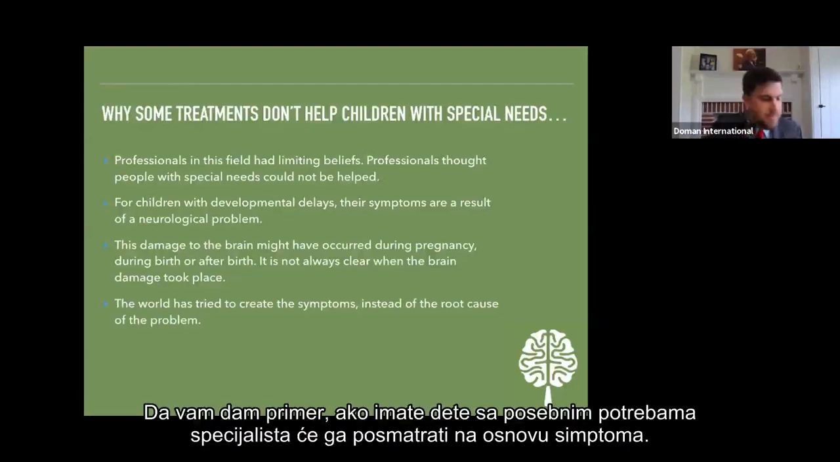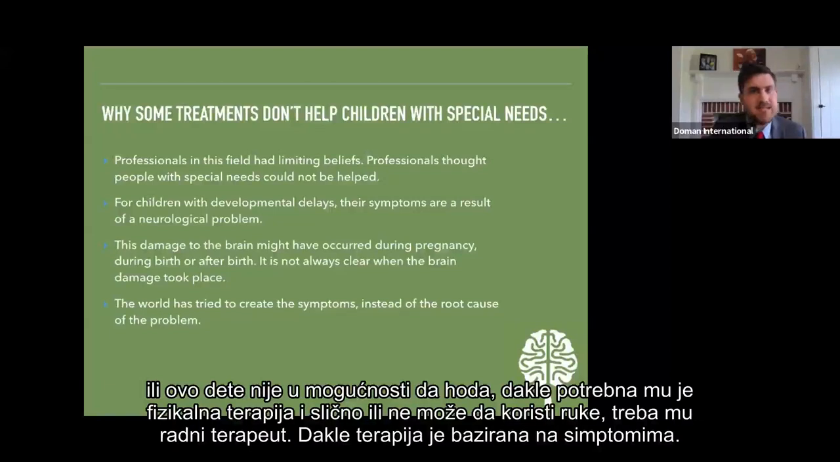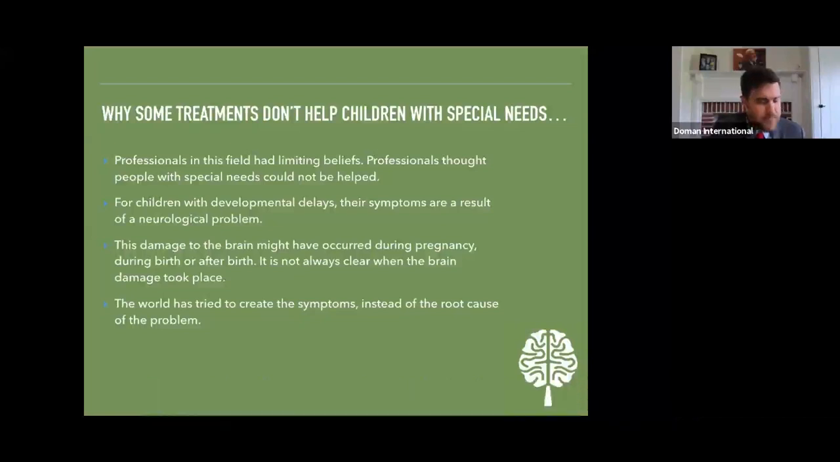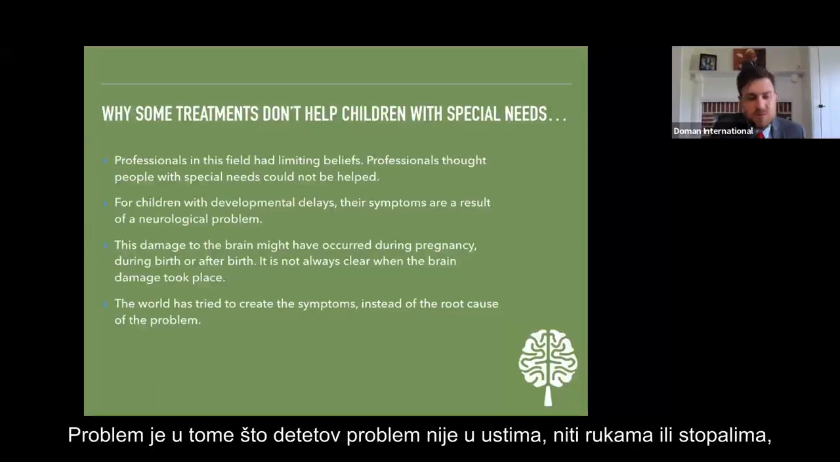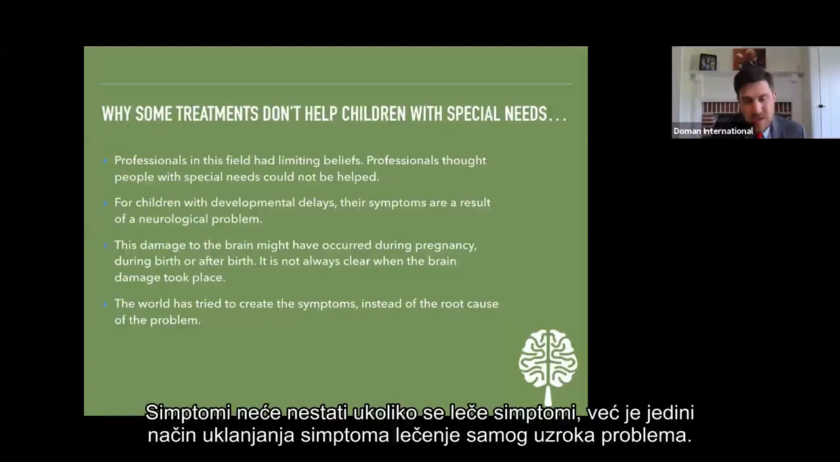Let me give you an example of this. If you have a child with special needs, very often professionals will view the child by their symptoms. They'll say, this child has a speech problem, so they need speech therapy. Or this child isn't able to walk, so they need a physical therapist. And they aren't able to use their hands well, so they need an occupational therapist. And so the treatment is all based around the symptoms. The problem is that the child's problems aren't in the mouth or in the hands and in the feet. The problem is in the brain. And you can't get the symptoms to go away if you try to treat the symptoms. The only way to get the symptoms to go away is to treat the root cause of the problem.